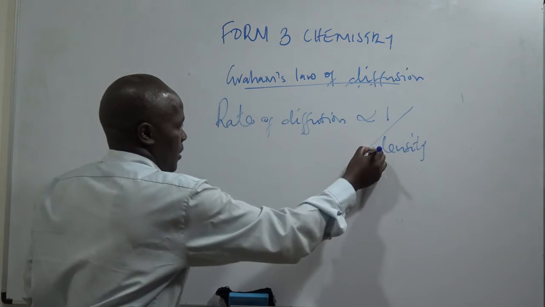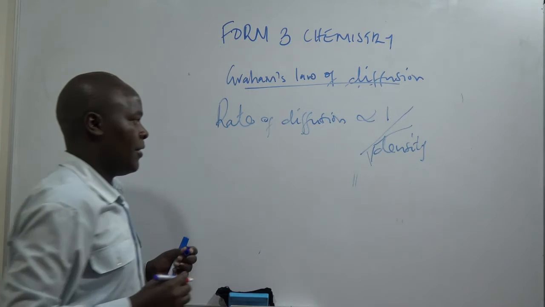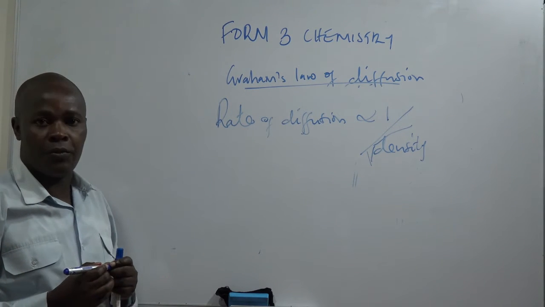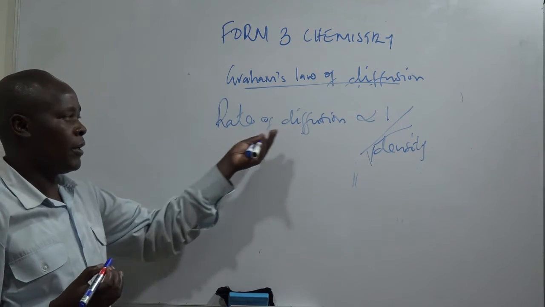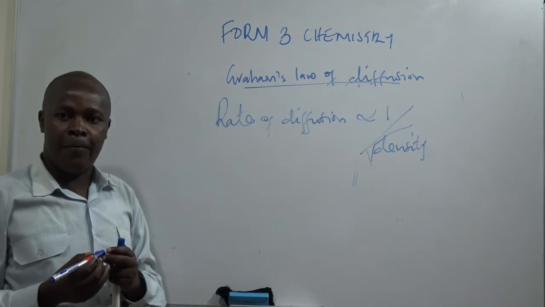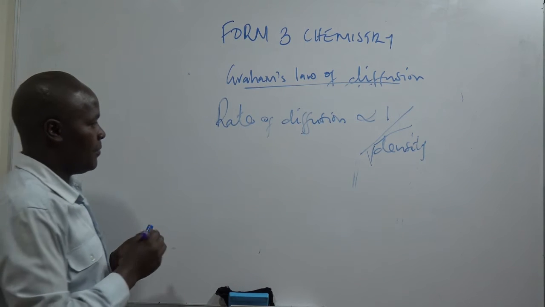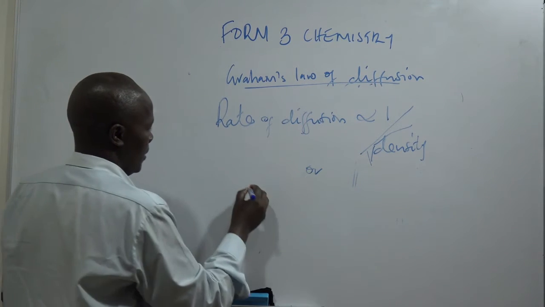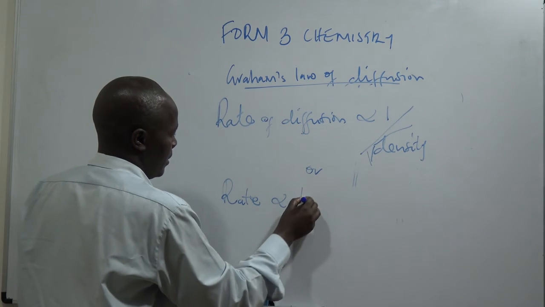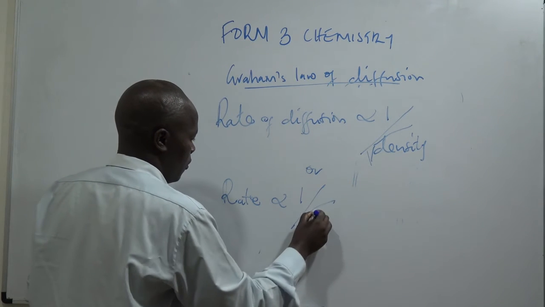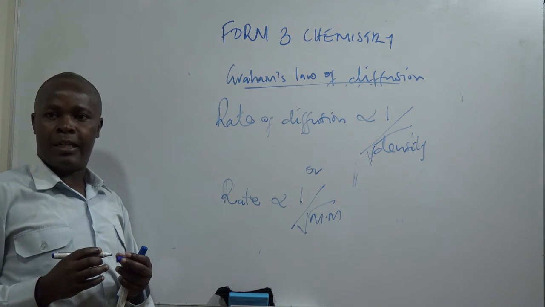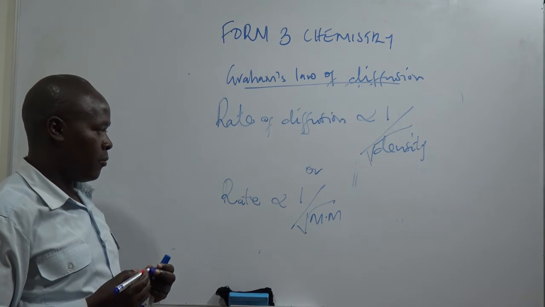The square root of density of that gas. The rate of diffusion of any given gas is inversely proportional to the square root of density of that particular gas. So the rate of diffusion of hydrogen chloride gas or ammonia gas is inversely proportional to that. Now, we can also say that the rate of diffusion is inversely proportional to the square root of molecular mass. I will use M. Rate of diffusion is inversely proportional to the square root of molecular mass.